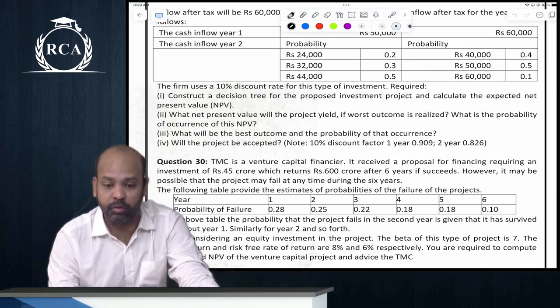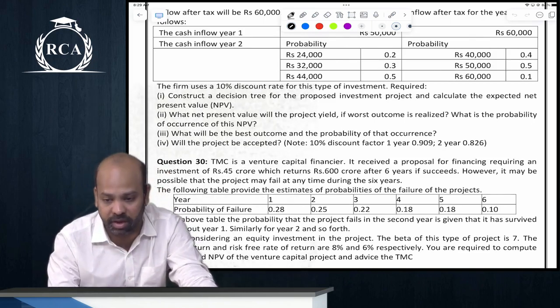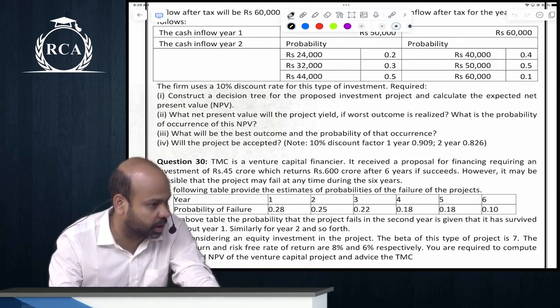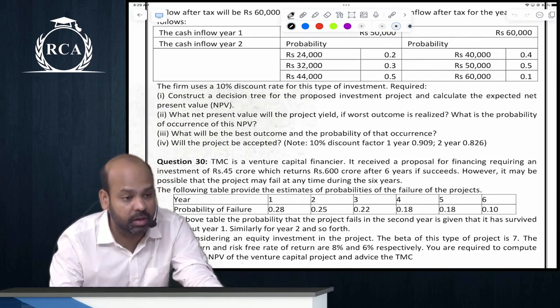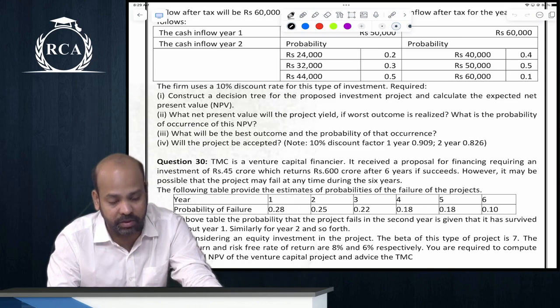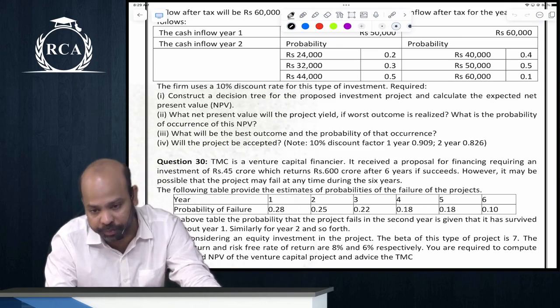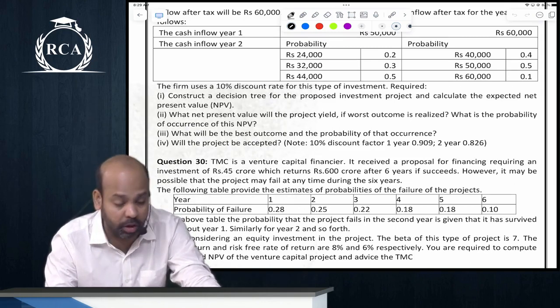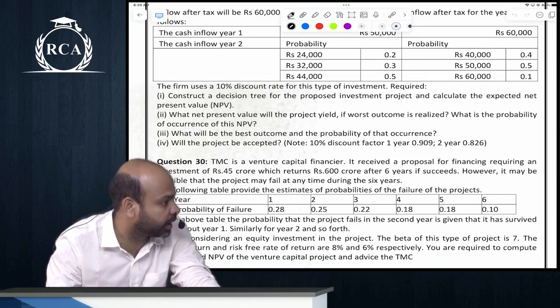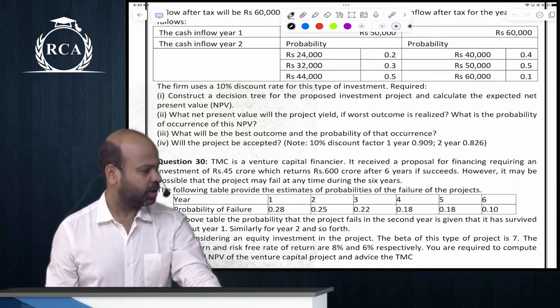Normal, guys. You will have to construct an NPV as a decision tree. That means you have to show all the nodes, and show what the end outcome is. How much is the NPV at each of these nodes? Can we do that? Normal question, basic question, nothing complicated, guys.